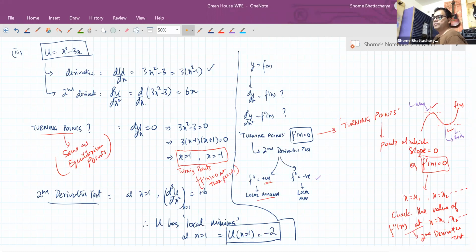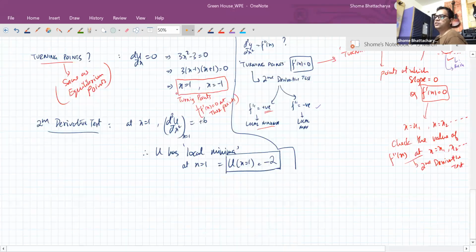Okay, now. For any function, the turning points are those points where the derivative is 0, or the slope of the graph should be 0 at that point. Now, a turning point, as you can see in this graph here, can either be a local maxima or a local minima. So how do we understand which turning point is local maxima and which is local minima? For that, we have the second derivative test. Understood, na? So which value do I put in the second derivative? The turning point's value.